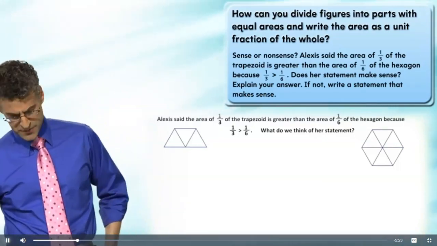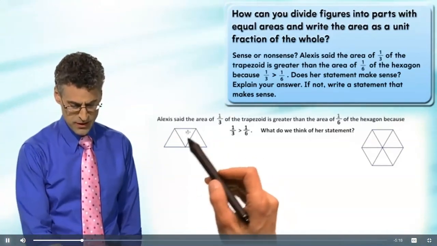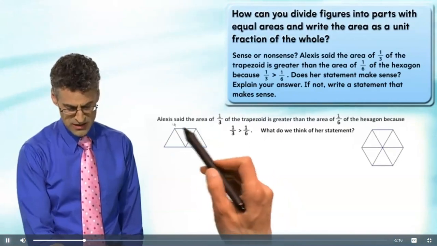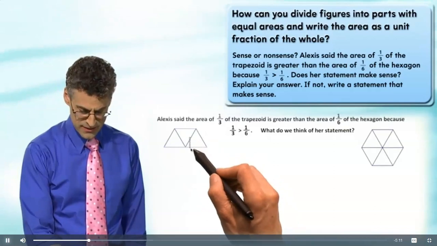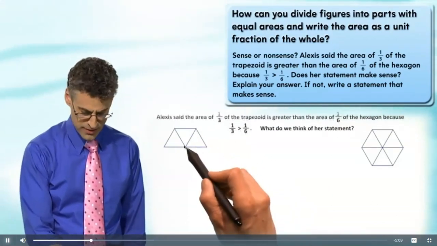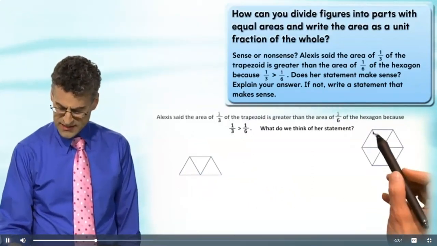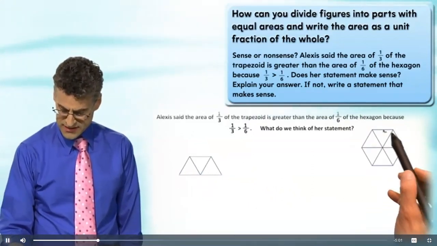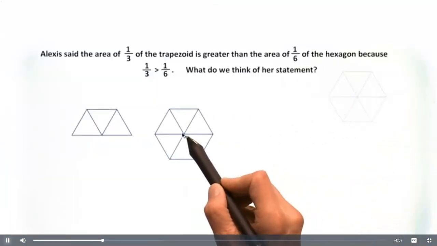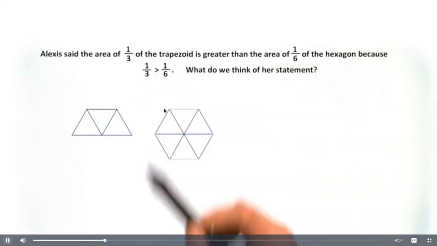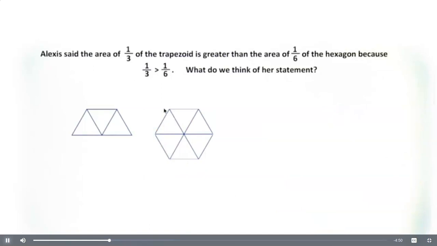First of all, if you look at these two shapes, so here's a trapezoid. Remember, a trapezoid is just a four-sided figure where exactly two sides are going to be parallel. These sides aren't. And this is a hexagon, which, as you can see, has 6 sides. And if I bring it over here, notice one thing, by the way. We want to take a look at 1/3 of the trapezoid and compare it to 1/6 of the hexagon.